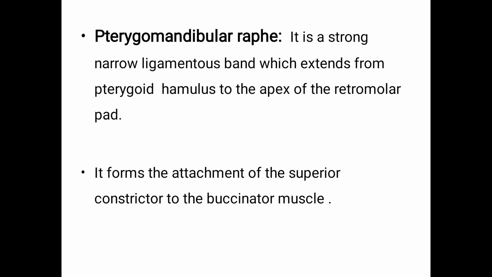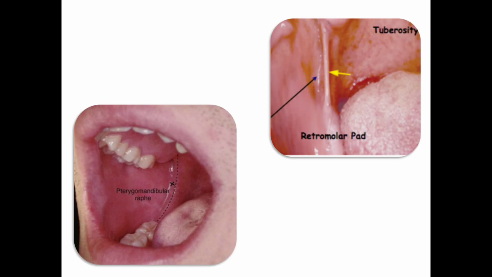The next landmark is the pterygomandibular raphe. Strong ligamentous band covered by mucous membrane, or ligament covered by mucous membrane, extended من التريجويد hamulus في الأبر till or to the apex of the retromolar pad area. هي عبارة عن attachment of two muscles, superior constrictor to the buccinator muscle. As you see in this picture, this is pterygomandibular raphe.